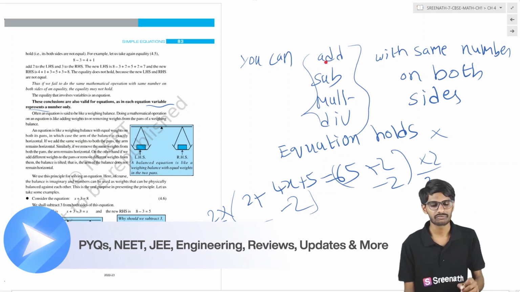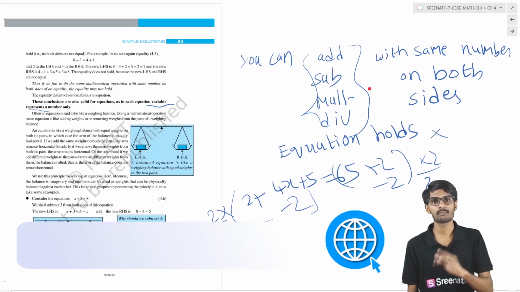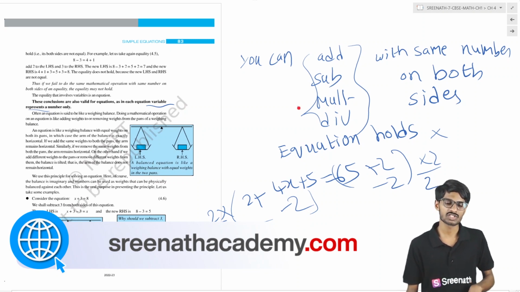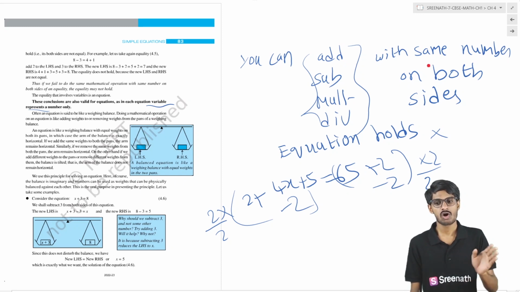What we have to do is, if you add, you have to add the same number on both sides. If you subtract, subtract the same number on both sides. If you want to multiply, then you have to multiply with the same number on both sides. If you want to divide, then you have to divide with the same number on both sides. Then the equation holds, and there will be no change in the equation, which is similar to this balance. Whenever you add plus 1 on both sides, it will stay in the same balance. If you remove that one also, it will stay balanced, like that. So you can do any operations on both sides with the same numbers.